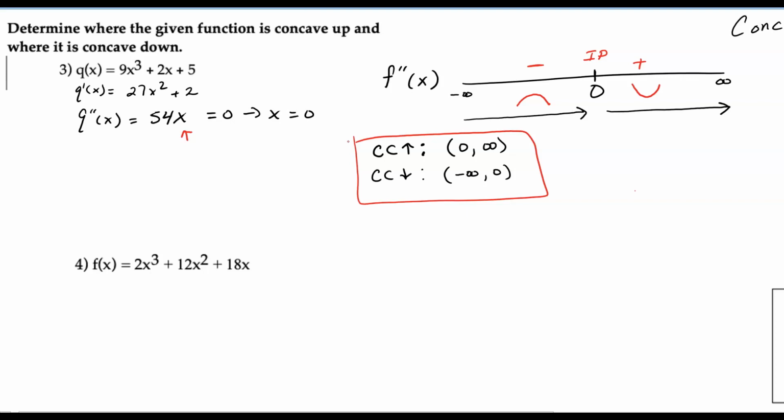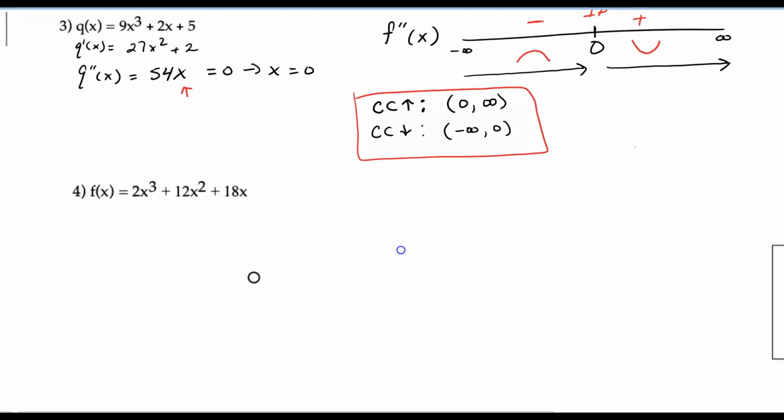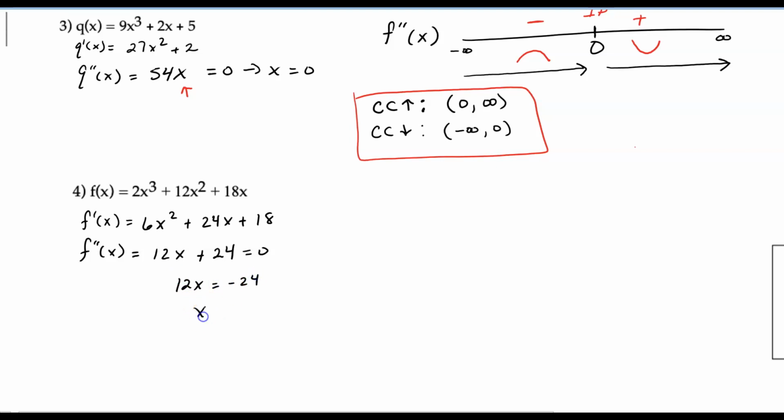Let's go ahead and take a look at this next problem here. Move it up just a little bit, and keep that in view so we can see it. Let's find the derivatives. F prime here is going to be 6x squared plus 24x plus 18, and f double prime, not too bad here, 12x plus 24. Then we set this equal to 0. We say 12x equals negative 24, and then x ends up being negative 2.